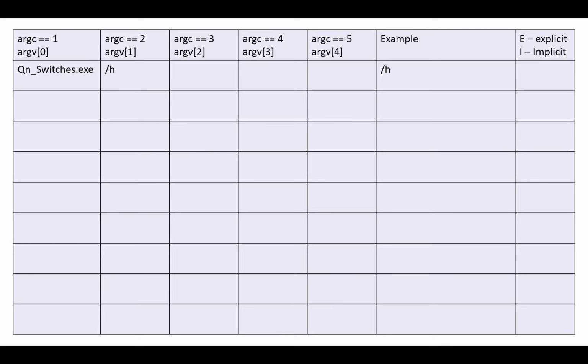The executable is always going to be your 0th argument. You're going to have one argument there as far as the argument count. And then you want to provide for additionally a /H to get the help. Now, we're going to refer to this as an explicit call for help, meaning that the user intended to call your help.